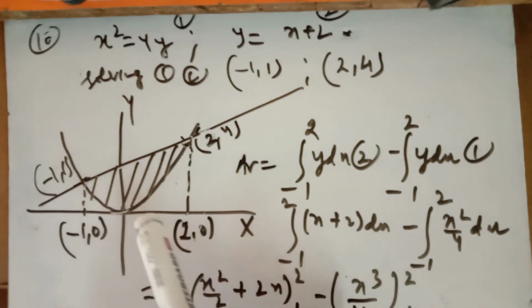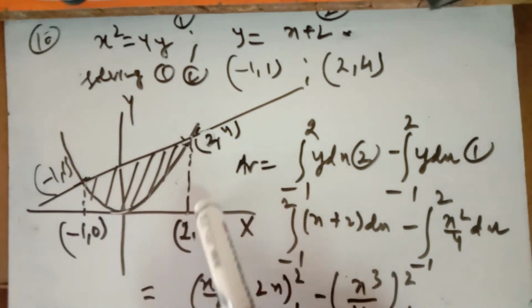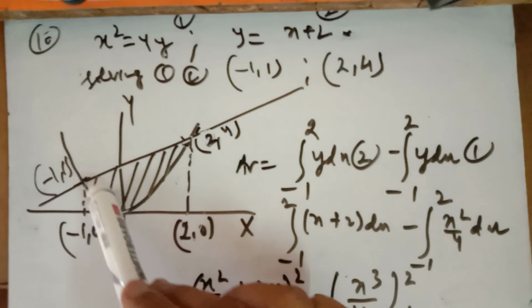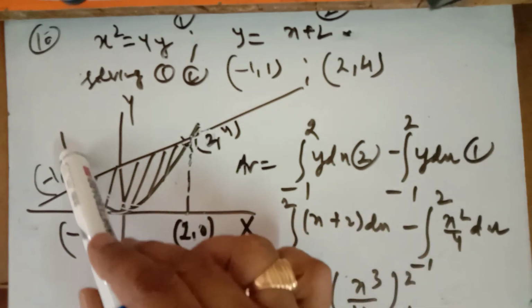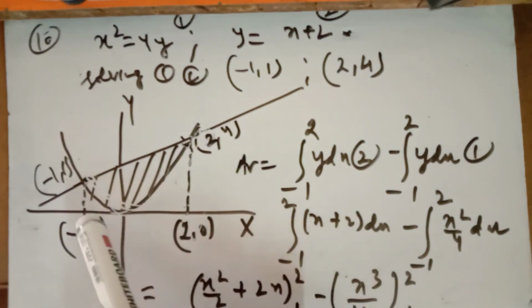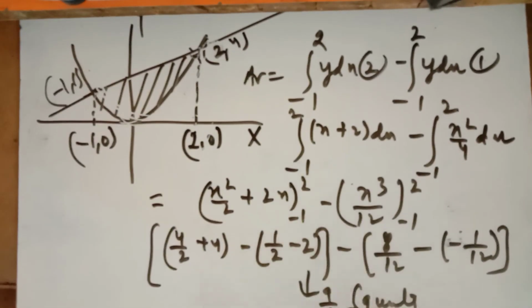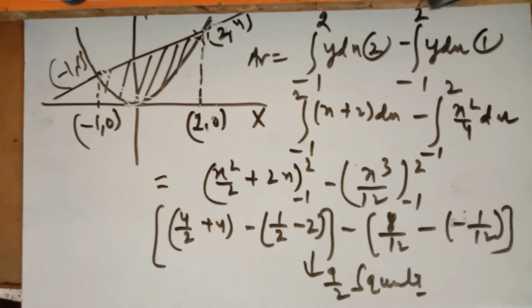In this we are getting the area by subtracting the area bounded by the line from the limit minus 1 to 2 minus the area bounded by this curve, which is a parabola touching the x-axis from minus 1 to 2, that is line minus parabola. So integrate, upper limit minus lower limit, you'll get the required area.